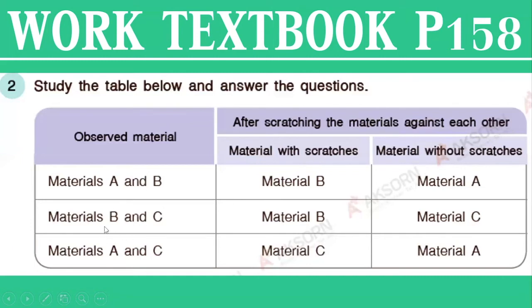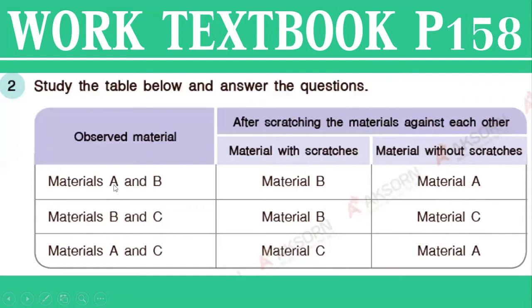Now we know that A is harder than B. Now we take B and C and scratch the materials against each other. Again, material B has scratches, but material C has none. So material B is much weaker than material C, because C has no scratches. Material C is stronger, or harder, than material B.